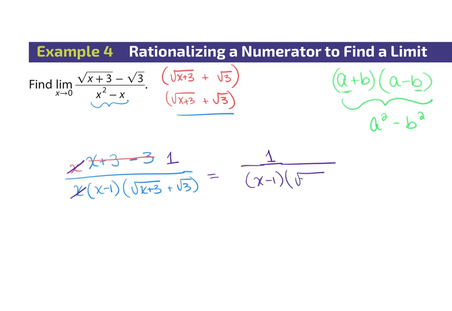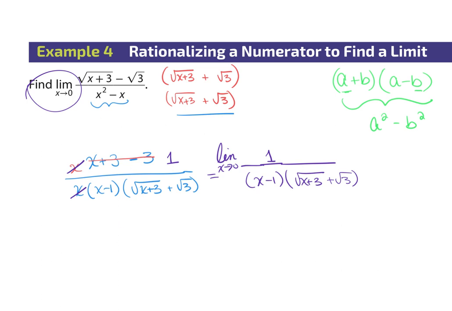And then this crazy thing here, square root of x plus 3 plus the square root of 3. Don't forget what you're doing. You are saying the limit as x approaches 0. Can I plug in a 0 now? Yeah. Actually, plugging in a 0 doesn't cause a problem anymore. Now I can do substitution. I got rid of my problem.